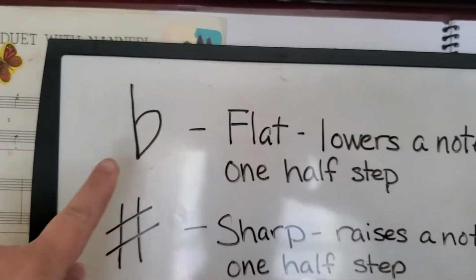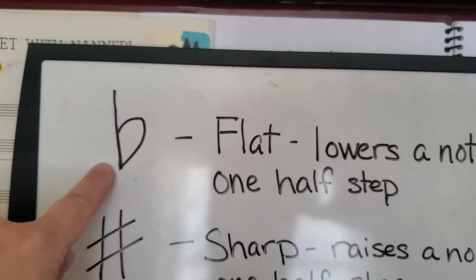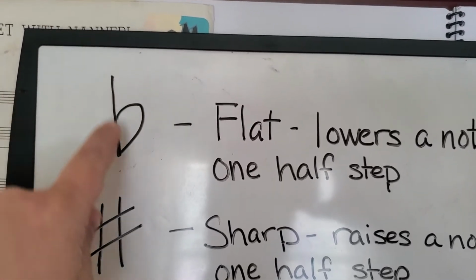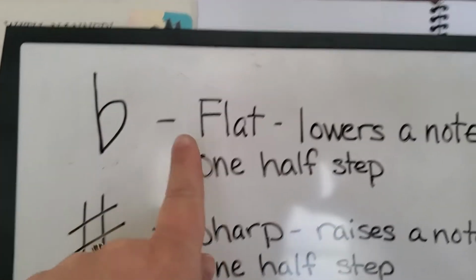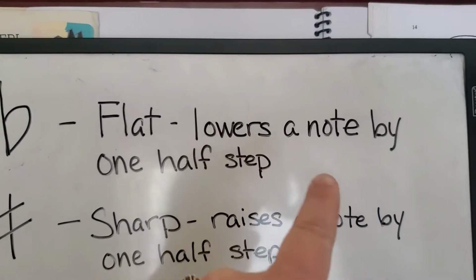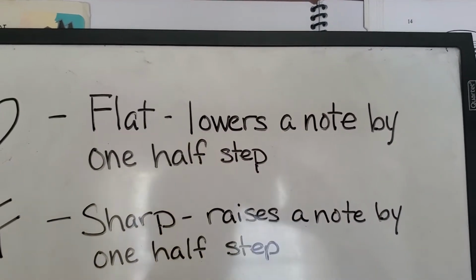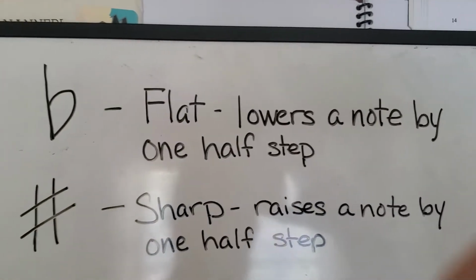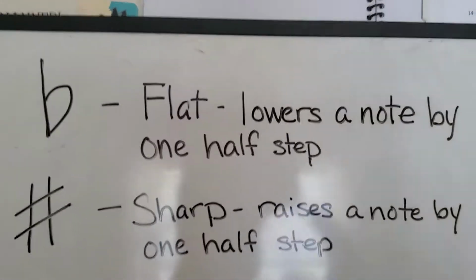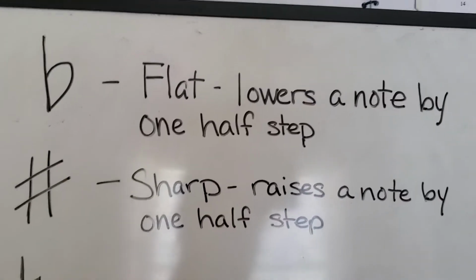Here I have the flat symbol. It looks like a weird little B. A flat lowers a note by a half step. As we've talked about in earlier videos, we've talked about half steps.